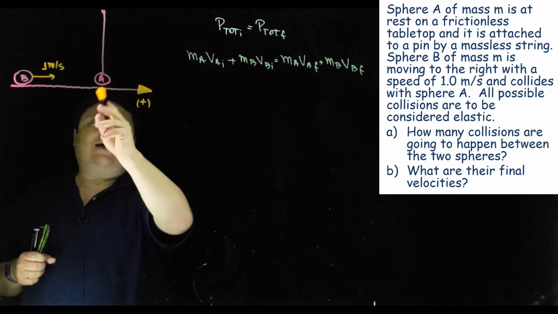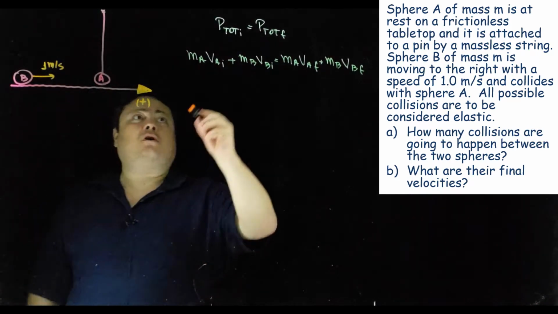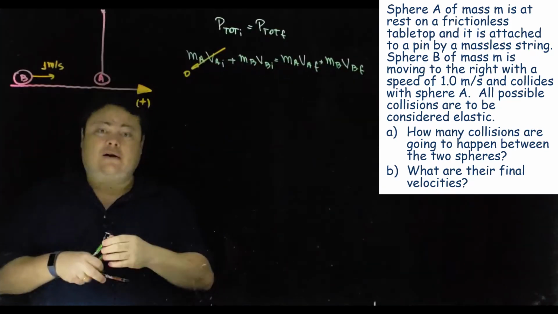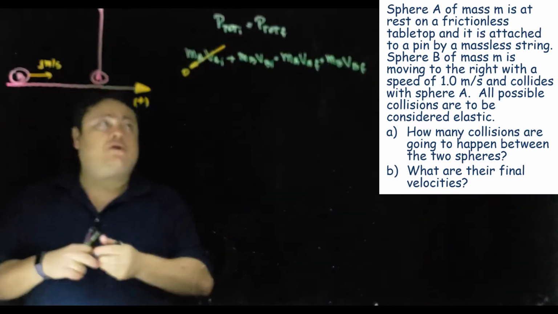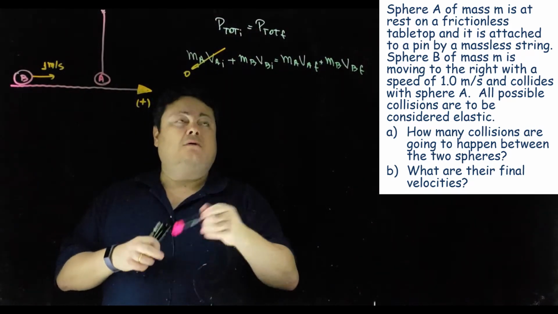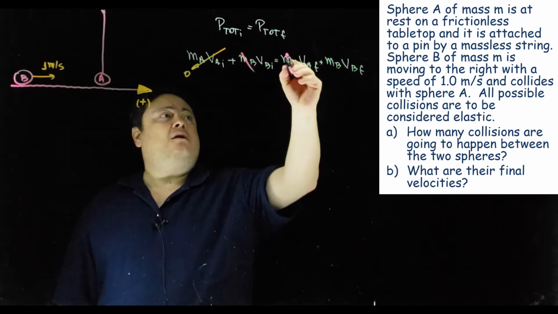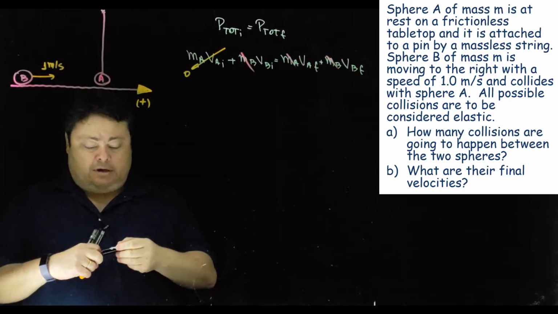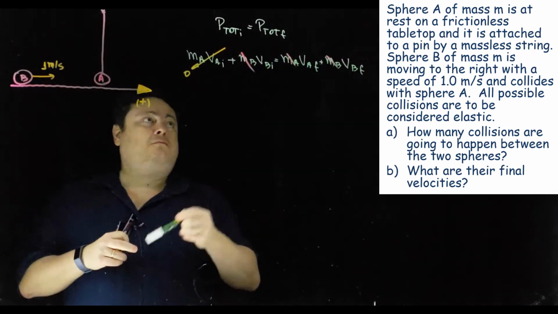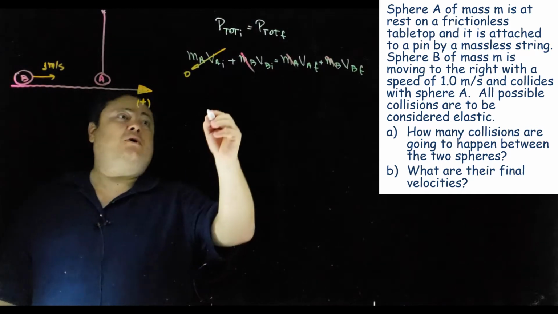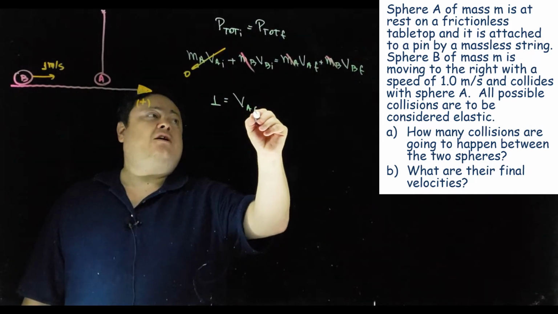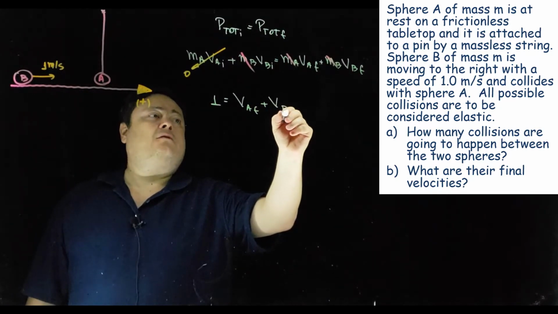First, A is initially at rest. Therefore, this term is 0. Second, they have the same mass. So I can quite easily simplify their masses here. I can cut out MA and MB, and my equation is going to be reduced to VB initial, which was 1, equals VA final plus VB final.